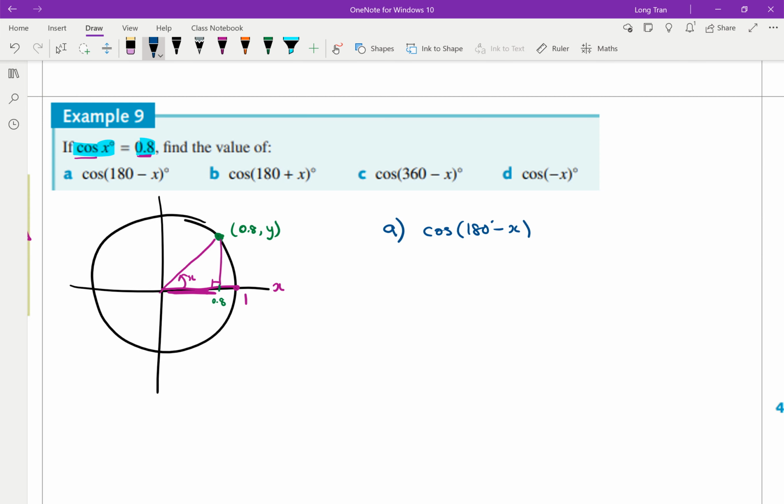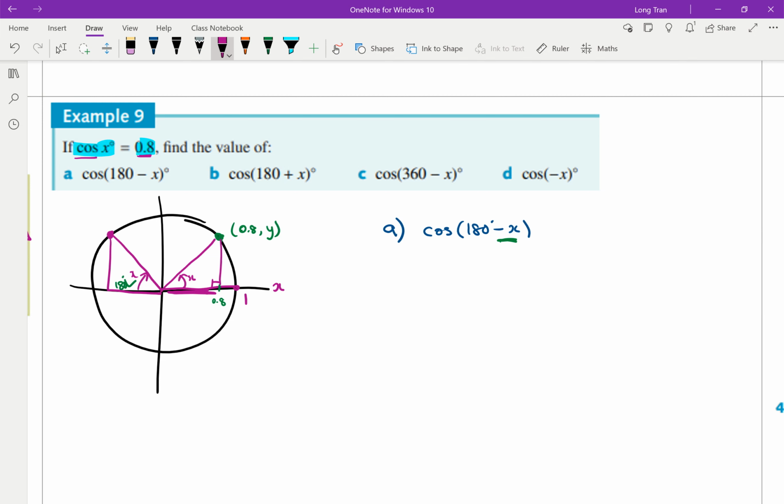So, 180 degrees, where is that? If I think about it in terms of angle, 0 starts here and it goes all the way across. This is 180, right? 180 degrees is starting at this point, but I'm minusing the angle x. So from 180, I'm going back by x, which gives me this angle, which means I'm at this point here.